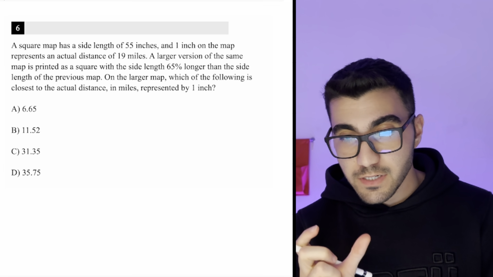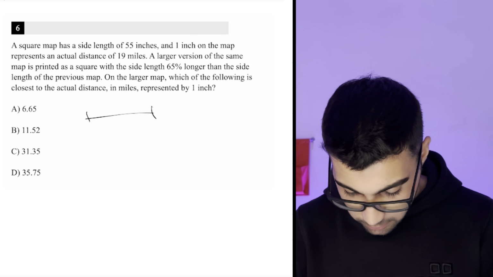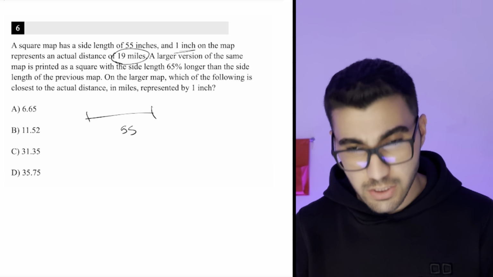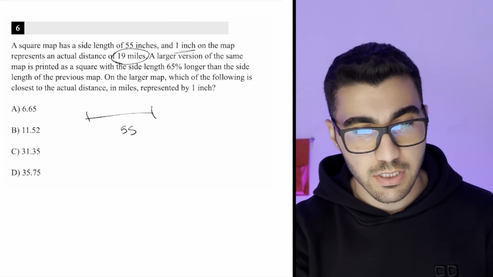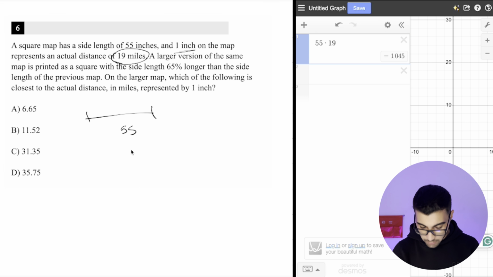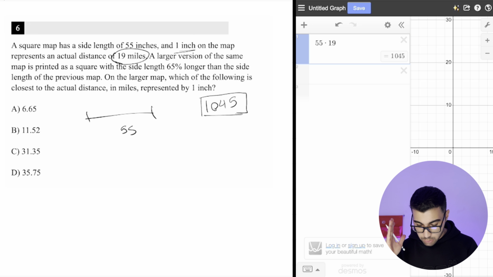So, the first map is 55 inches long, and 1 inch represents 19 miles. So, in total, how many miles does it represent? If we do 55 times 19, we get 1045. So the distance we are representing is 1045 miles, right?